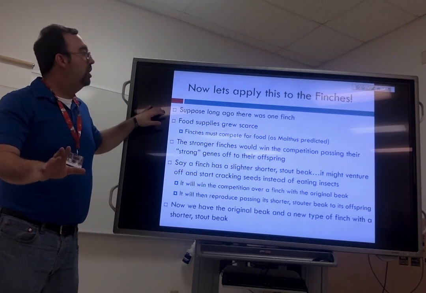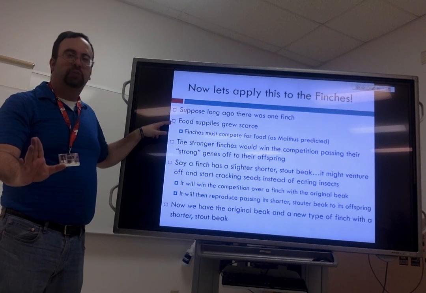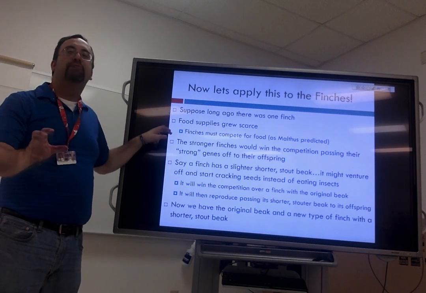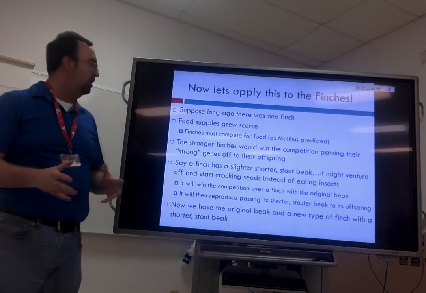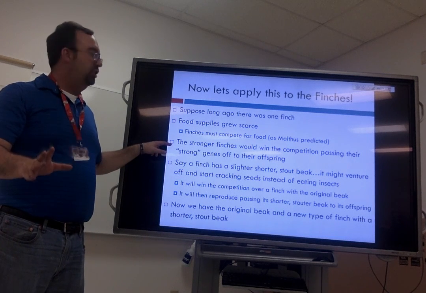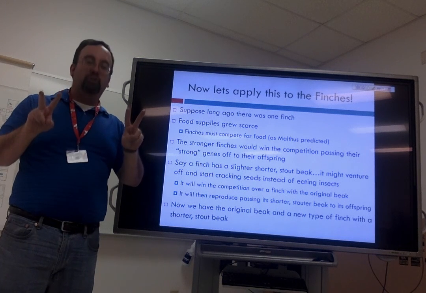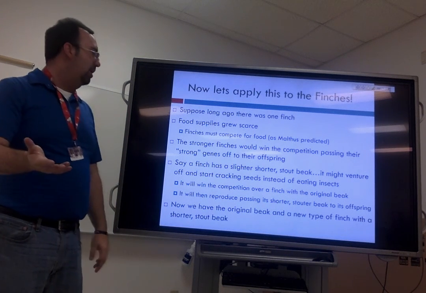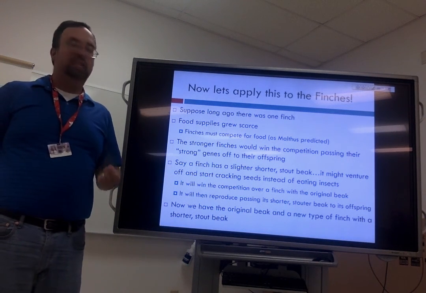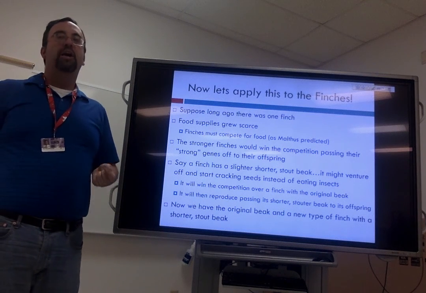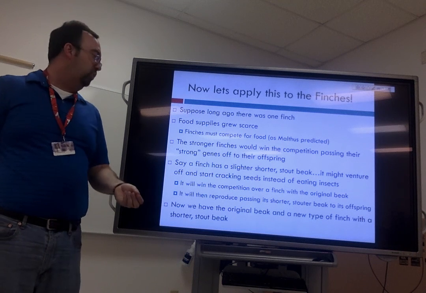Let's suppose long ago there was one finch. Let's say the food supplies were scarce. The finches have to compete for the limited resource of food, just as Malthus had predicted. The stronger of the finches would win the competition and therefore would pass along their strong genes to their offspring. And so if we had, for example, a finch that had a slightly shorter stout beak, it might venture off and start cracking seeds instead of eating insects because it's looking for another food source.